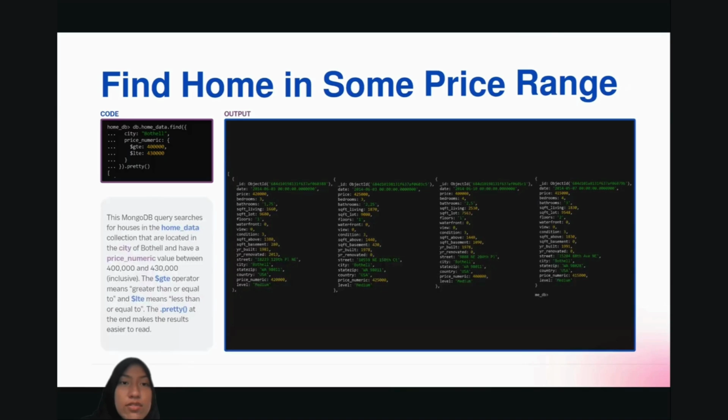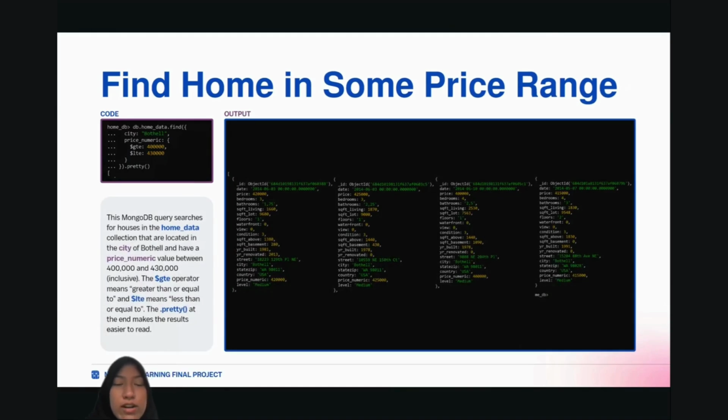After that, I want to find homes in some price range. So I want to find the house in the portal, but with a specific price range from 400k to 413k. I use the price, with $gte and $lte as the operators, where $gte means greater than or equal to, and $lte means less than or equal to. So it will show the houses in the portal. This one shows four houses with a price range from 400k to 430k.